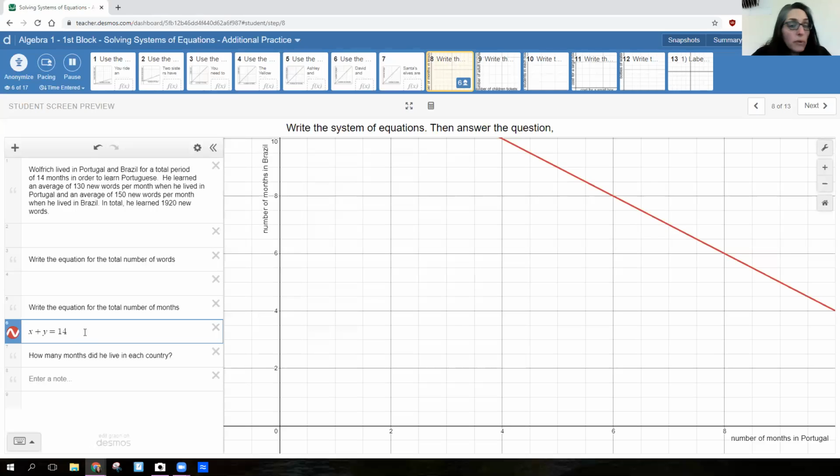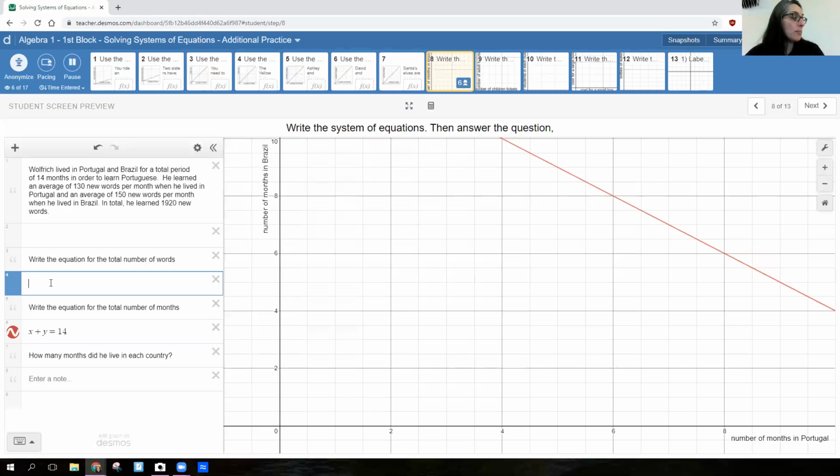Alrighty, so X represents how many months he was in Portugal. Y represents how many months he was in Brazil. So X plus Y equals the total number of months that he was in those countries. So X plus Y equals 14.